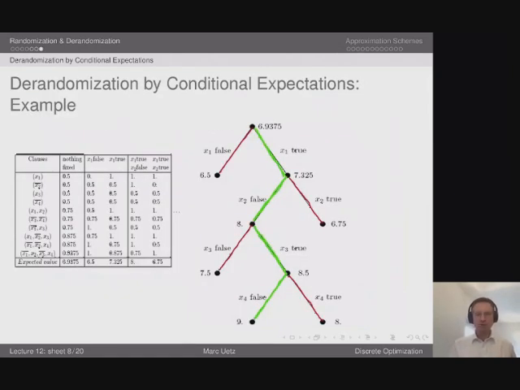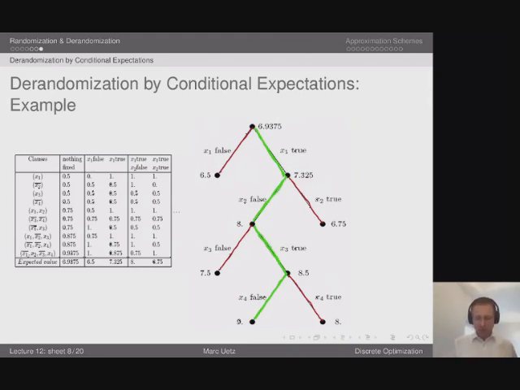Here is another, complete illustration of the situation, right? You can also think of it as a decision tree. Here in the root, everything is still a random assignment. And now I start fixing variables one by one, fixing x1 to be false or x1 to be true. I pick the larger of these two conditional expectations. And this way, at the end, I will have fixed all the variables. Okay.